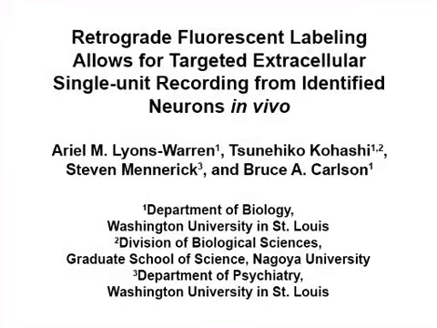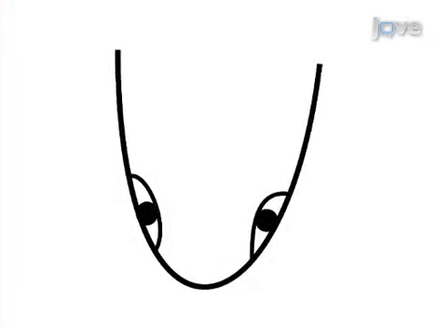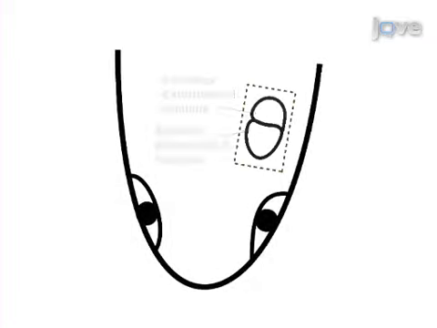The overall goal of this procedure is to record the single-unit responses in vivo from an identified population of neurons in a non-genetic model system. This is accomplished by first performing a craniotomy to expose the brain region of interest.